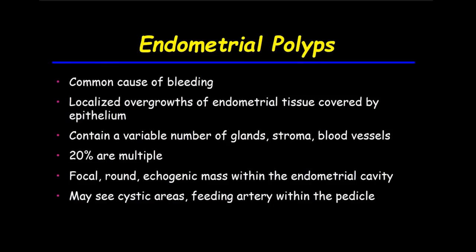Endometrial polyps are a common cause of vaginal bleeding. They are localized overgrowths of endometrial tissue covered by epithelium. There may be multiple polyps, and on ultrasound they are seen as round, homogeneously echogenic masses within the endometrial cavity.